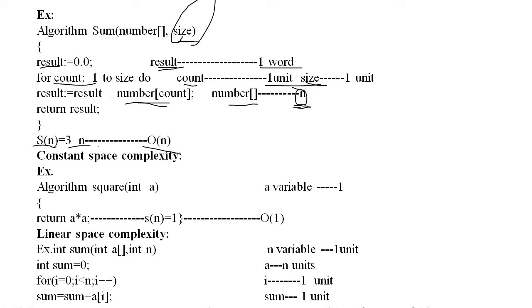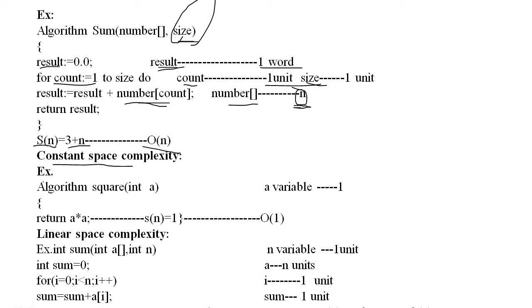And if it is fixed, then we can call it a constant space complexity. If it is varying linearly, then we call it a linear space complexity. To explain constant space complexity, here I am taking one more example.